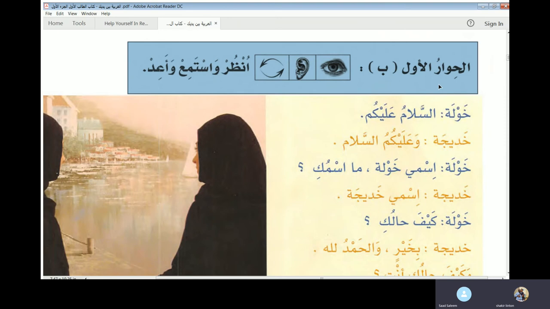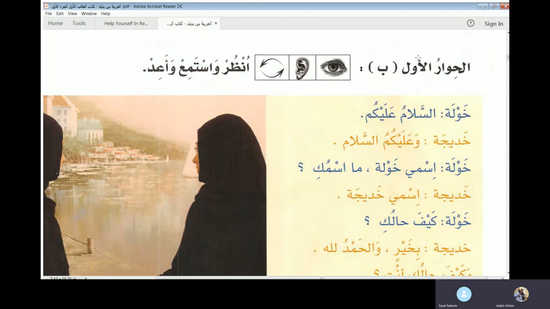All right, let me try. Hold on. I wish I could move that. Al-hiwar al-awwal. Okay. Let me slow it down. Al-hiwar al-awwal. Bab means part. Hold on, let me try to get it. Al-hiwar al-awwal. Awwal means introduction.